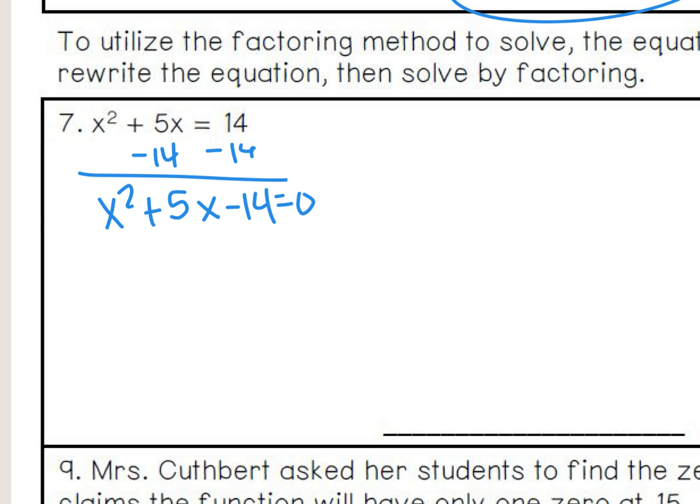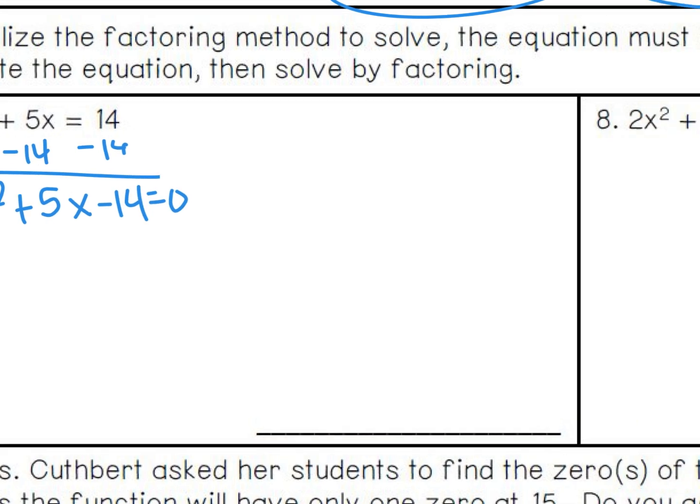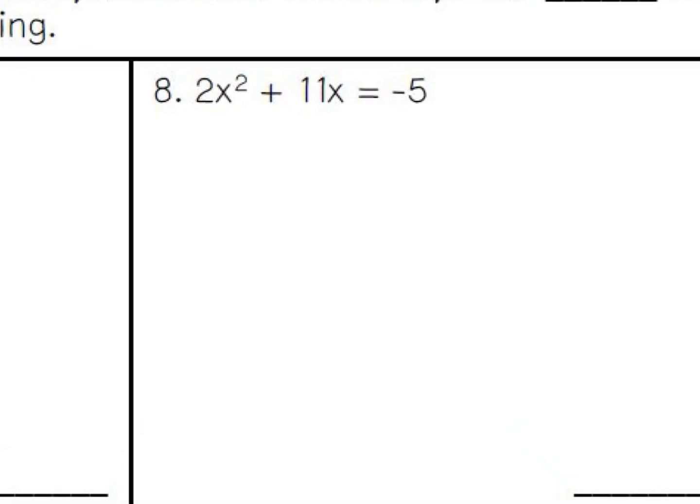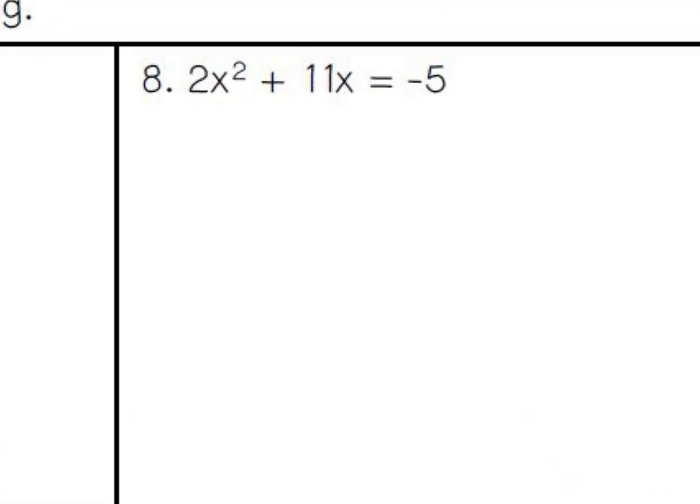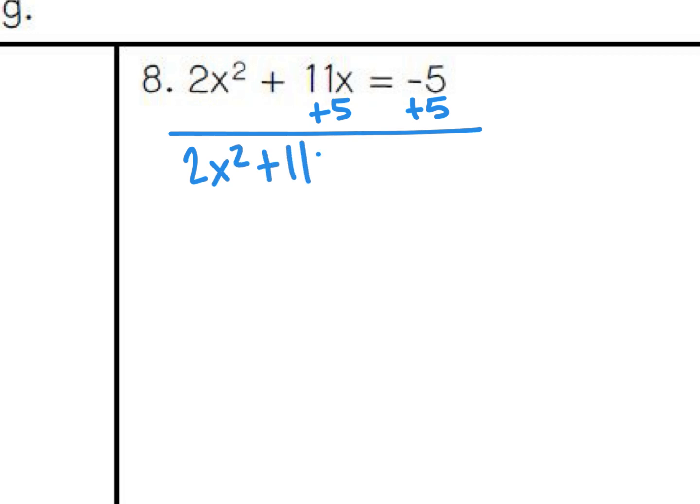So if you have any extra numbers on the side, you need to move all of them to the same side. So we're actually going to do number 8 because that one, A is not 1. So to move this 5 over, we're going to have to add it. 2x squared plus 11x plus 5. And then we're going to have to do our box.